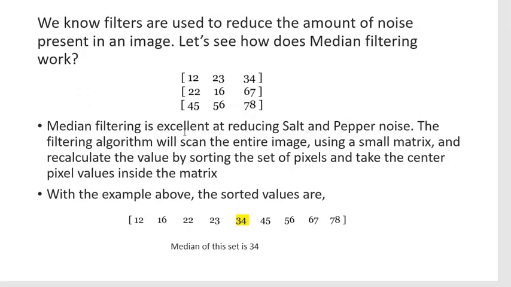Now let us take an example and see how the median filter works. Simply, let us take a 3x3 matrix. We can see it does not have a pepper noise or a salt noise. Let us see how the filter method scans. It first scans the image and sorts the elements, and we are going to detect the median by recalculating the value of the sorted pixels, taking the center of the pixel values inside the matrix.